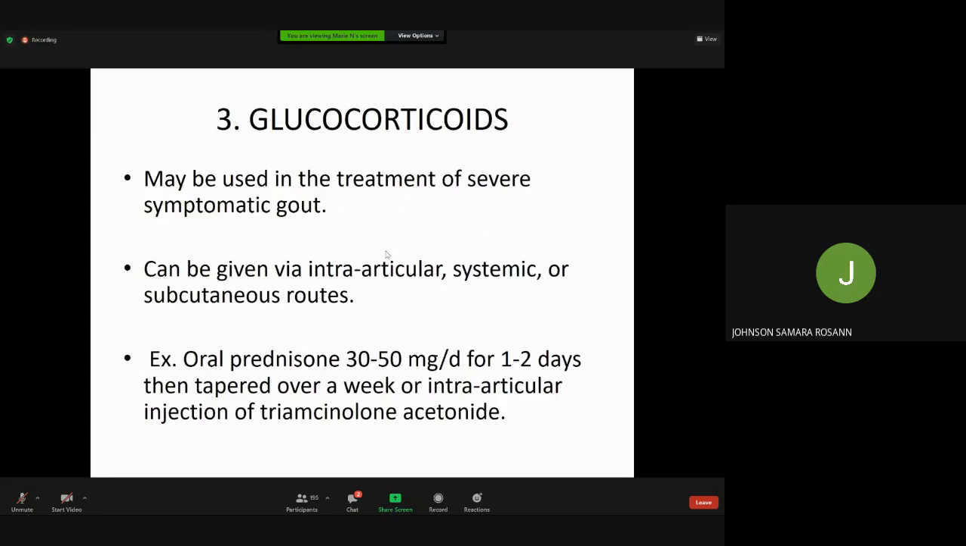An example of a glucocorticoid that may be commonly used is oral prednisone. You start at pretty high doses, about 30 to 50 milligrams per day. You give that for 1 to 2 days, then you taper off slowly over a week. Which steroid can you inject intra-articularly? You can use triamcinolone. Triamcinolone can be given as an intra-articular injection.